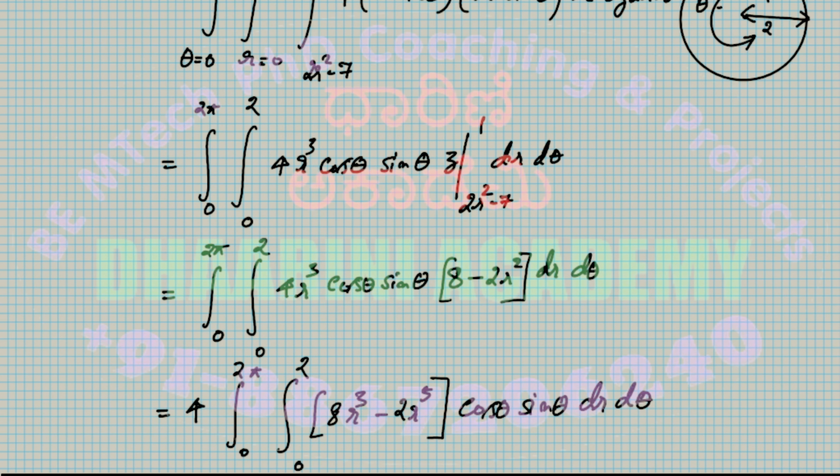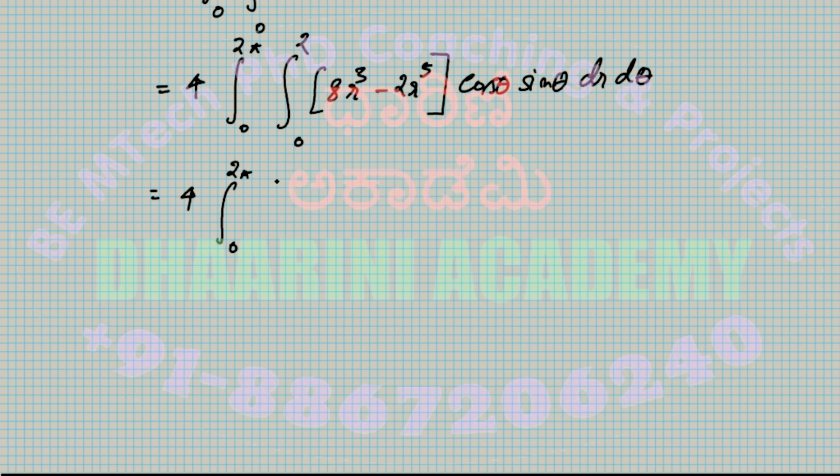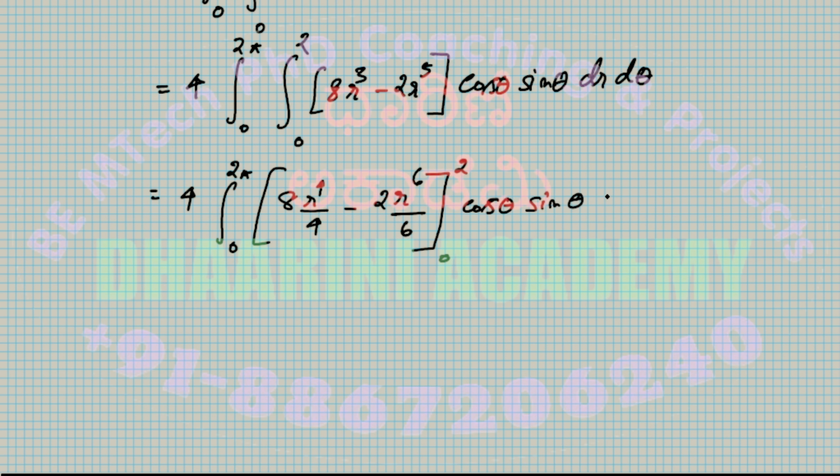Yeah, okay. Now you tell me what we are going to do. So this has to be equal to 4 times the integral from 0 to 2 pi. Let's do the integration: 8 r to the 4 by 4 minus 2 r to the 6 by 6. Right? The substitution limits should be 0 to 2, times cos theta sine theta d theta. Since the upper limit is right now 2, only that will be coming into the picture.